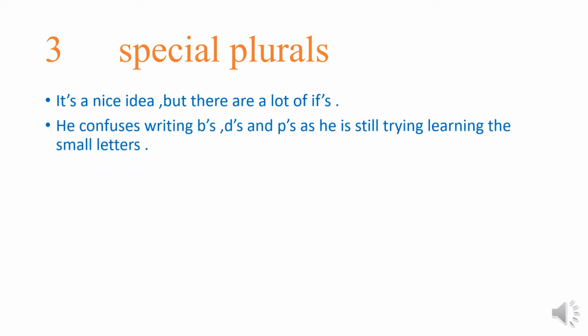He confuses writing this, and this, as he is still learning the small letters. This sentence means that the student is very confused about writing a small b, a small d, and a small p. B's means there are many b's. D's means there are many d's, and p's means there are many p's.